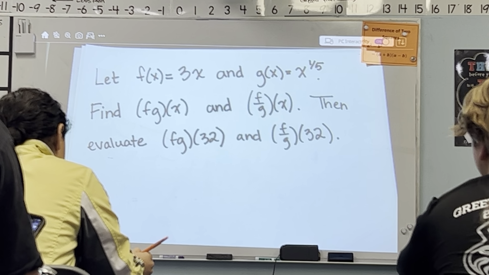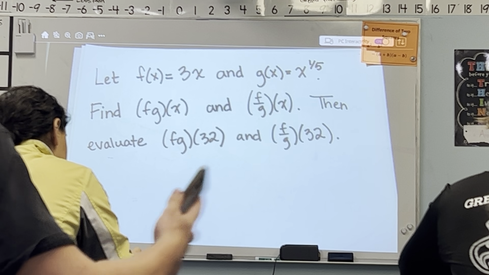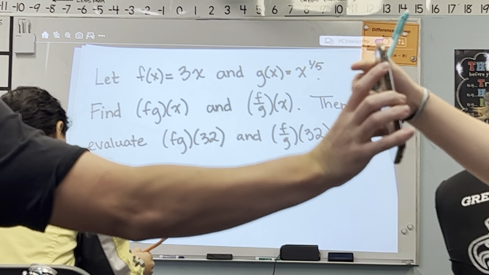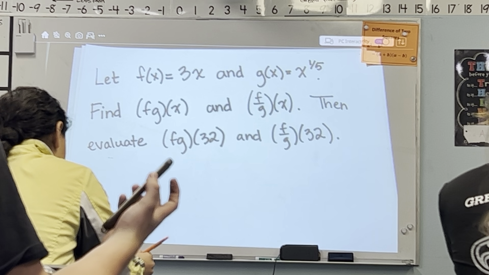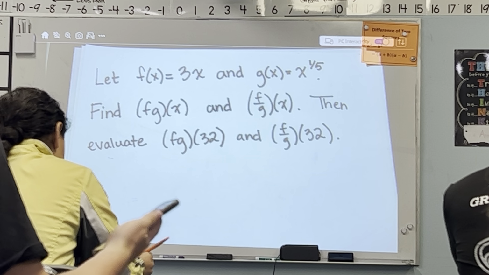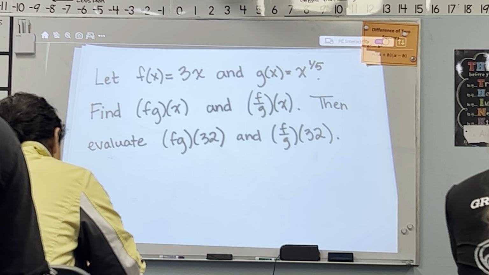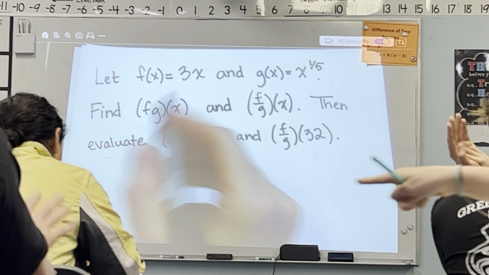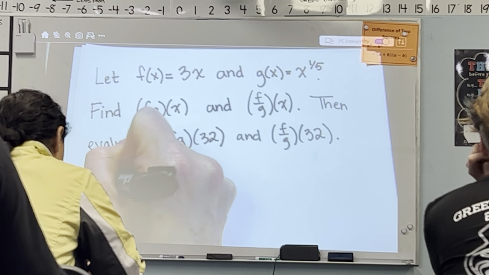Alright. So this one we have to do both. There are lots of pieces to this. We're going to first find the product of f of x and g of x, and then the quotient of f and g. Okay, so first thing, f times g of x.